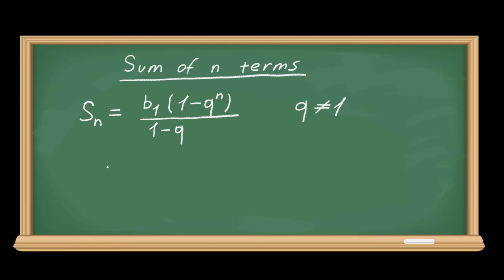Now you're probably wondering, how do we find the sum when q equals 1? Don't worry, comrades, there is a formula for this case. The formula we're going to use to get the sum is S equals b1 multiplied by n, where the first term is multiplied by n, and n stands for the location of the number in the sequence.